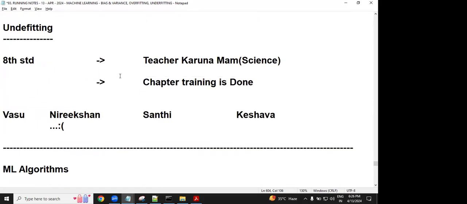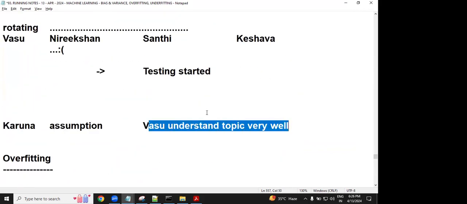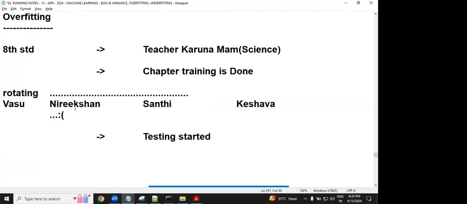I mean to say that when Vasu rotates the head, Karuna madam understands, Vasu understands very well. But after testing she came across his overfitting scenario. Then Karuna teacher should not leave Vasu, and madam will call Vasu and give some idea: Arman, don't be overactive. During training, please understand the topic very well, something like that.